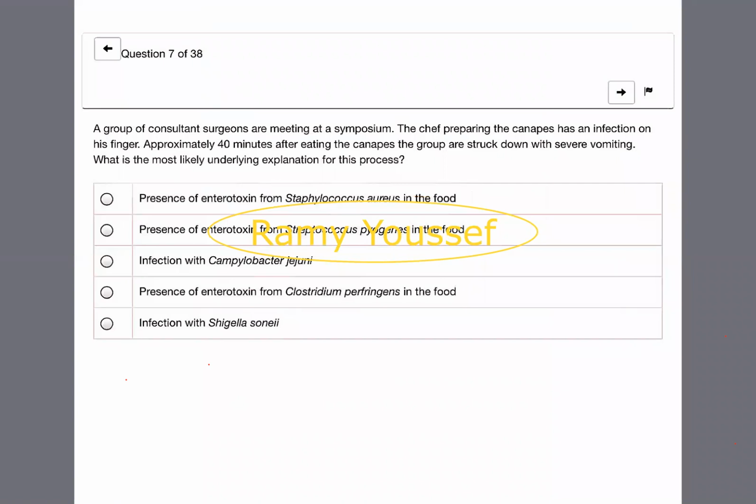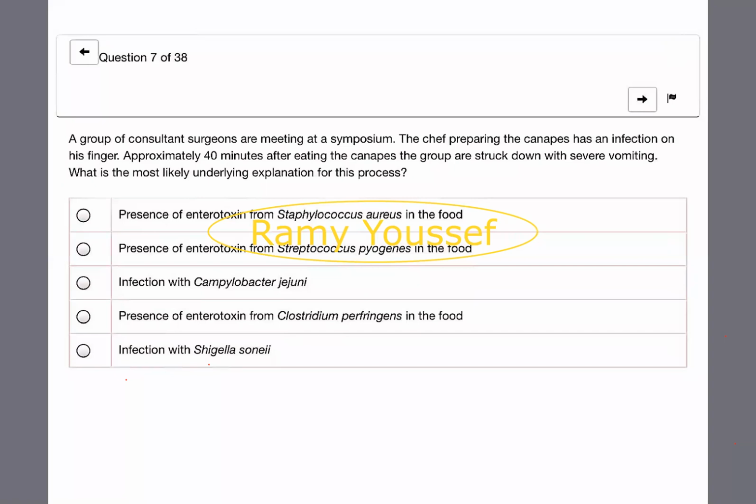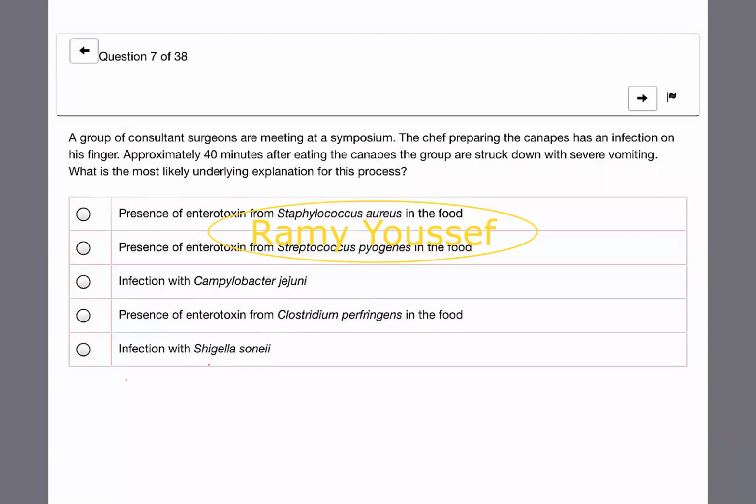Next question. A group of consultant surgeons are meeting at a symposium. The chef preparing the canapés has an infection on his finger. Approximately 40 minutes after eating the canapés, the group are struck down with severe vomiting. What's the most likely underlying explanation? Presence of enterotoxin from Staph aureus.